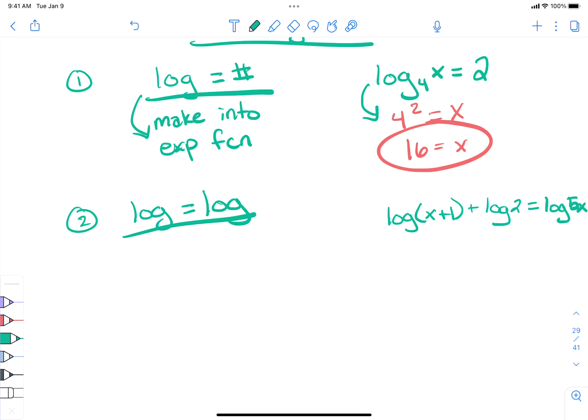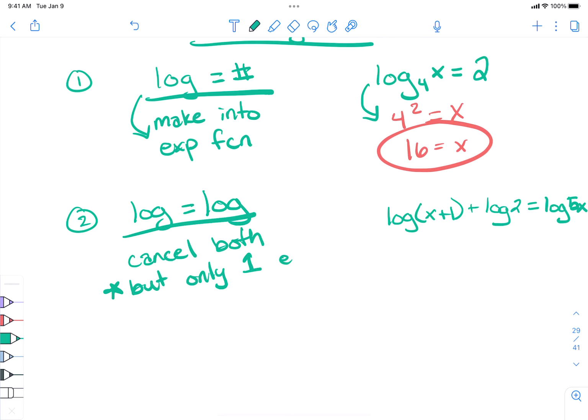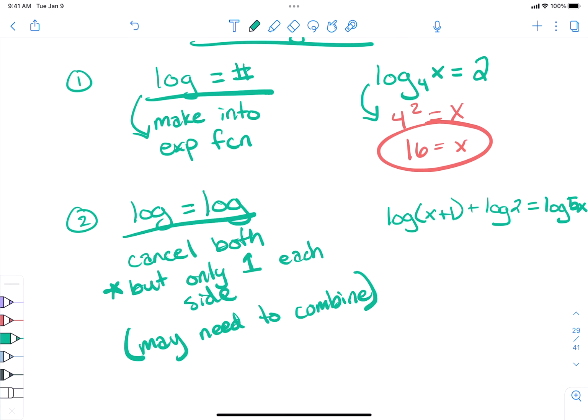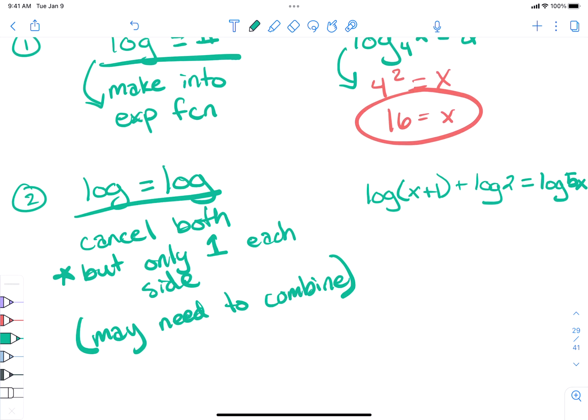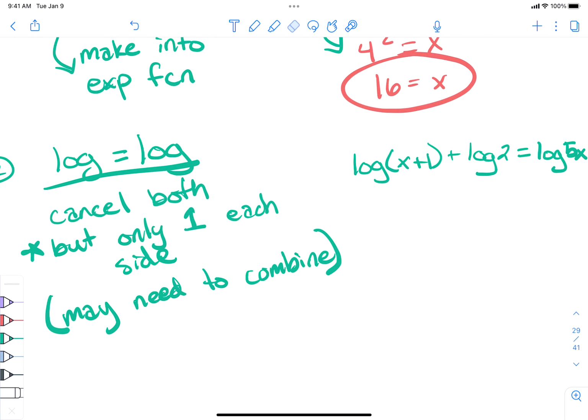So just wait. A log equal to a log. You cancel both, but only one on each side. Which means, I'm going to put in parentheses, you may need to combine. What do I mean by combine? Add logs or combine logs, like this example over here. This is a 5x, by the way. Let me rewrite it. Equals log of 5x. So this is an example like what you were talking about. We have no base. Its base is 10, right?